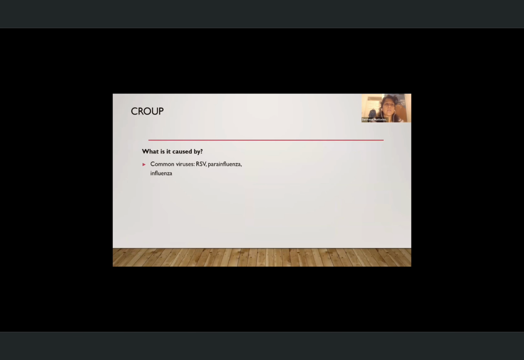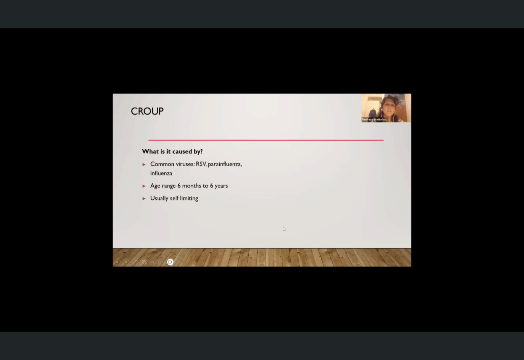So what causes croup? I'm sure a lot of you are seeing a lot of croup at this time of year. It's common cold viruses such as respiratory syncytial virus, RSV, parainfluenza, influenza. We don't often test for viruses for croup when the child is in hospital, but we do know that's what they're caused by. The typical age range is between 6 months and 6 years. So if you see a child with so-called croup outside of this age range, just think twice about what it might be.